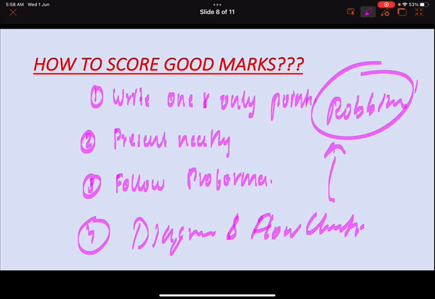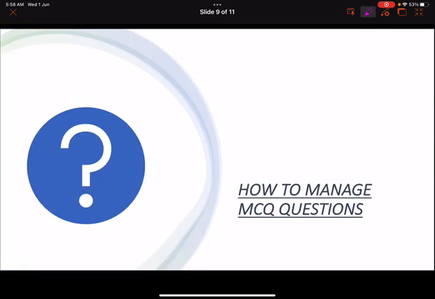Be crisp and precise in everything. For each heading, if they ask you about inflammation, you should have a picture and your own idea of what you are going to write on that. Write points, neat presentation, follow the proforma, that is the way you present your answer, with diagram and flowchart. You can get an excellent score, trust me.